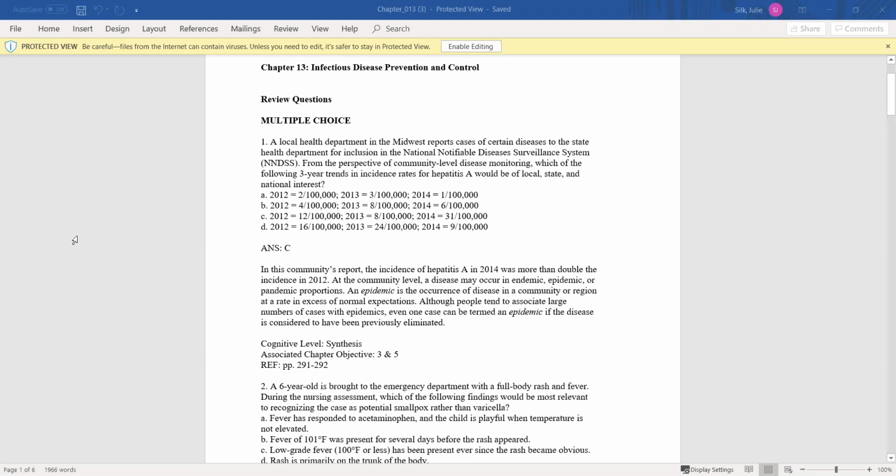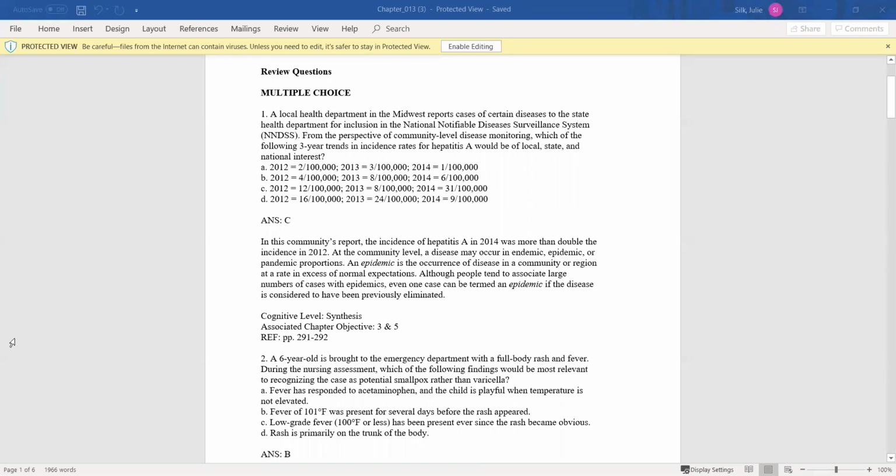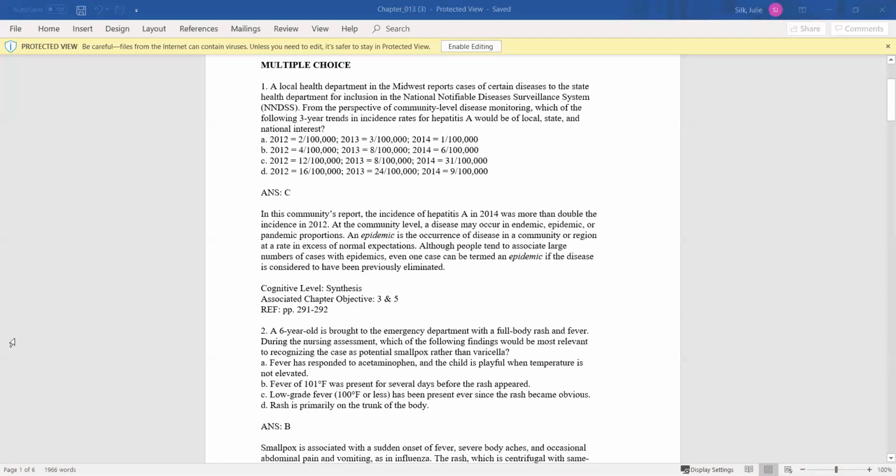Anyone have a guess? D. What's that? D, you said? Let's see. They're saying B. So the fever has responded to acetaminophen and the child is playful when the temperature is not elevated.